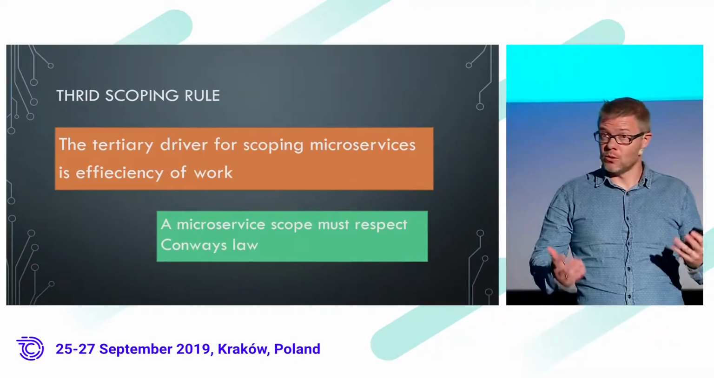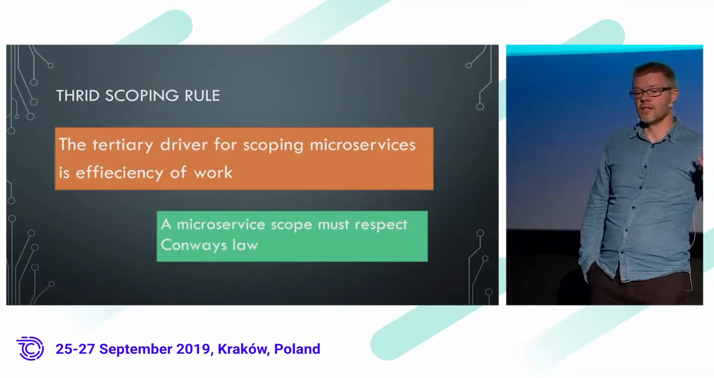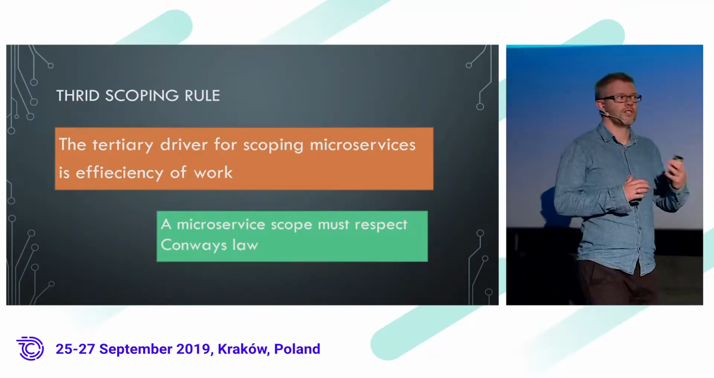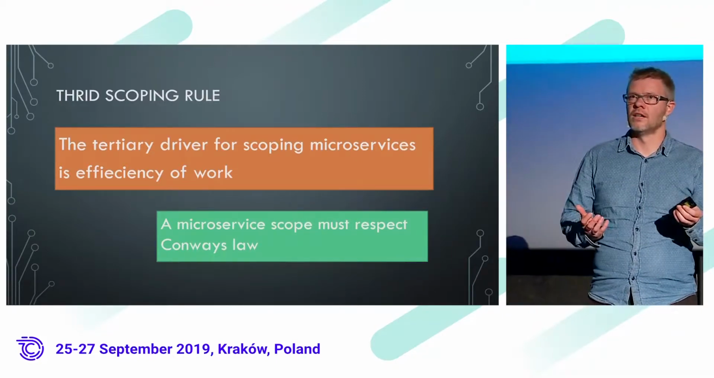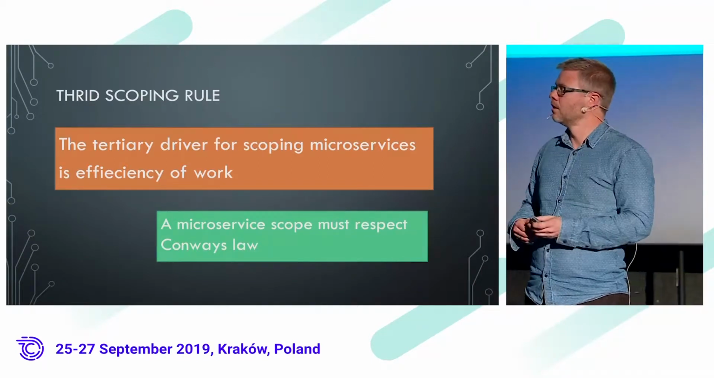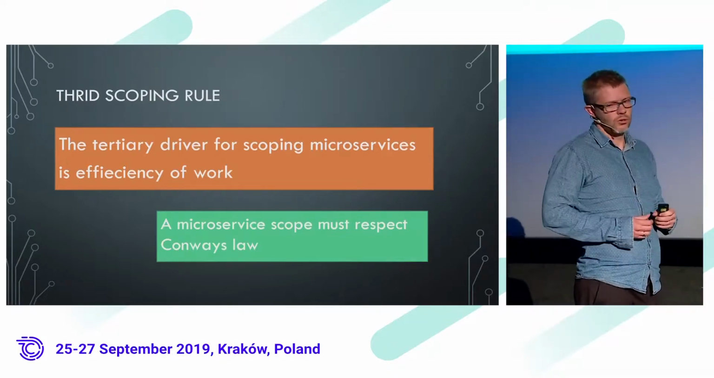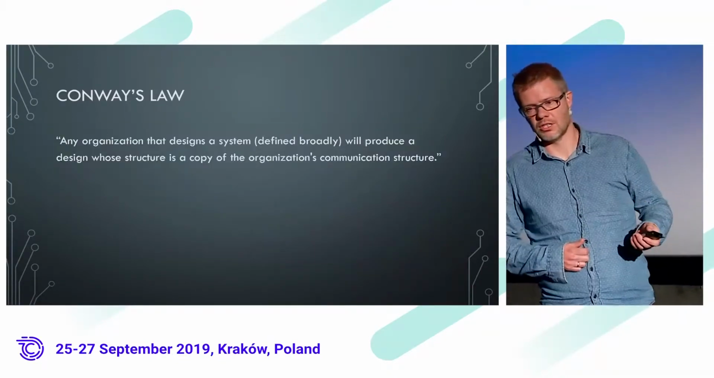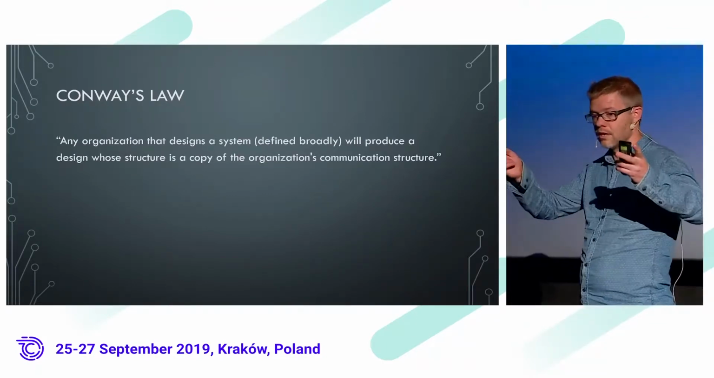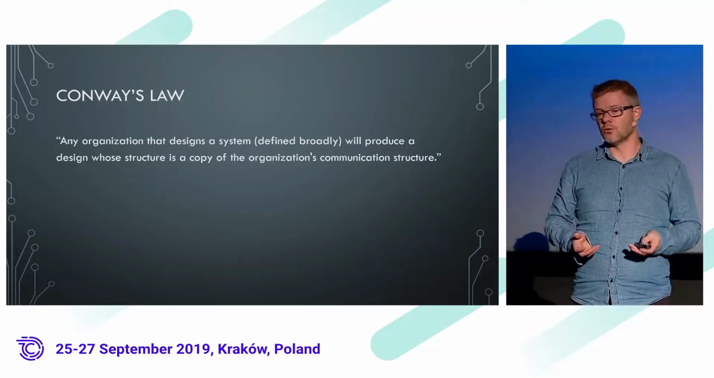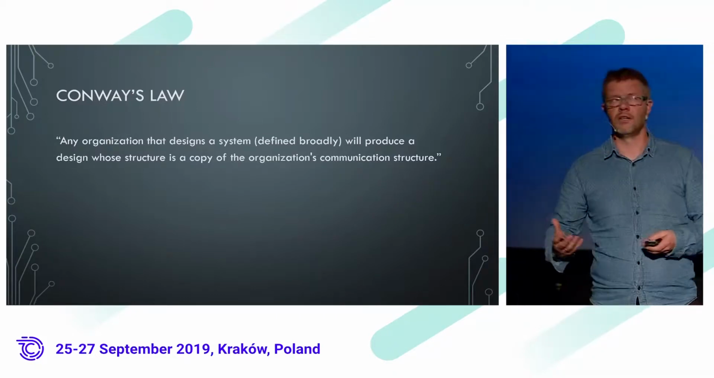Third rule, and the last rule. So I have 3 that I want you to remember afterwards. The third rule here is that when we think about these scopes for microservices, we should strive to make our developers work efficiently. And that has to do with Conway's Law, which states this, that any organization that designs a system, defined broadly, will produce a design whose structure is a copy of the organization's communication structure.